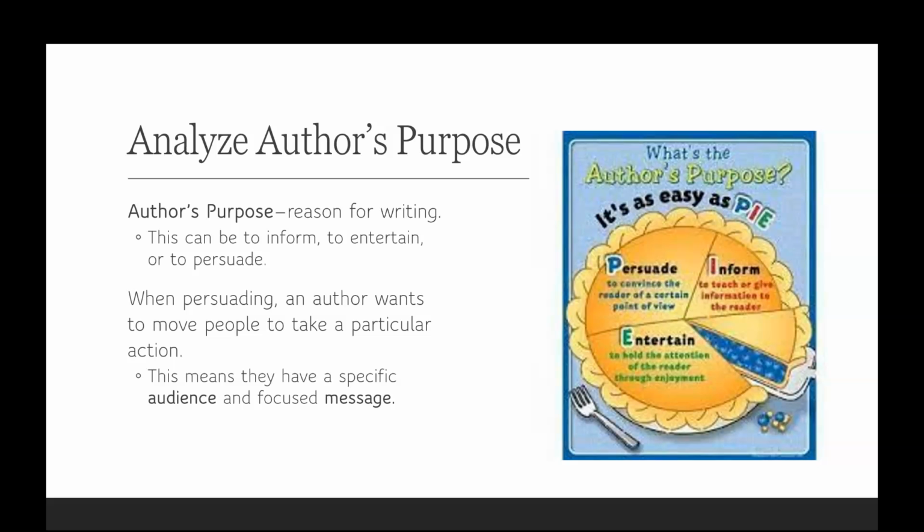When persuading, an author wants to move people to take a particular action. This means they have a specific audience and a focused message. If you're trying to convince people to do something, you want to know as much about them as you can so that you can be more convincing, and also so that you don't accidentally offend them.